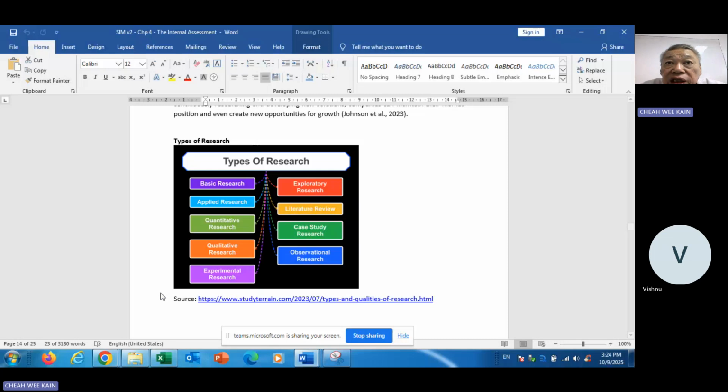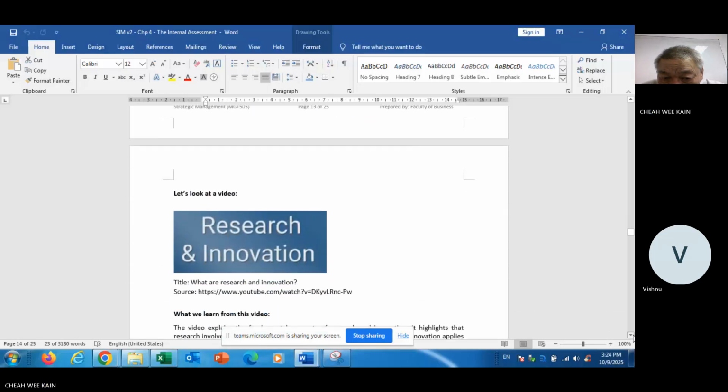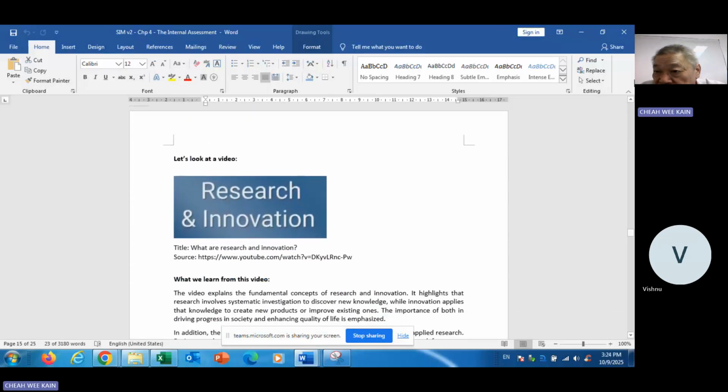Now, these are all research. When you talk about development, many people lump it together with the word research. Development is a little bit different.